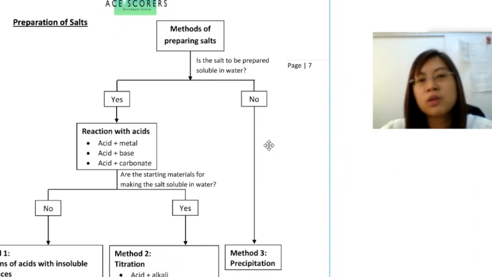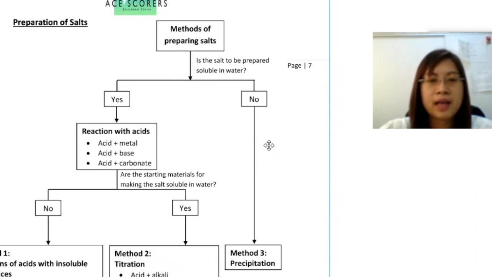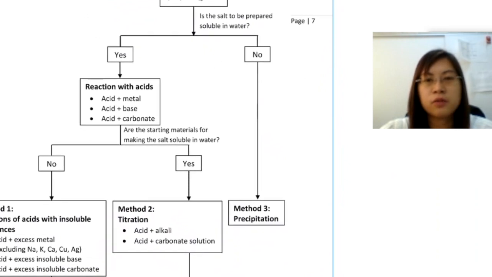Once you have memorized the solubility table of the various types of salts, then you need to choose the correct method. Now, there are only three methods of making a salt. See the flow chart. First, you have to identify the solubility of the salt. If the salt is soluble in water, then you can make the salt by going through either of these three types of reactions. Then the next question you need to check is, are the starting materials soluble in water? If they are, like what you mentioned just now, then you have to use titration.